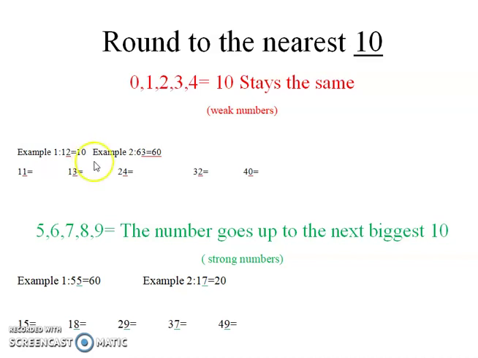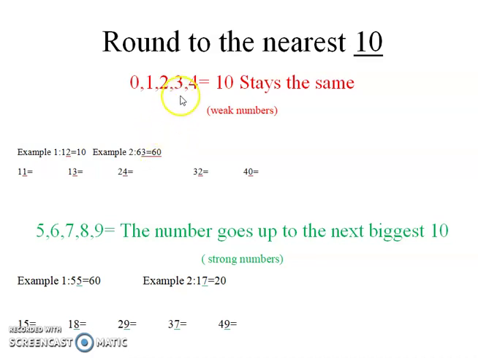Okay, now let's go through example number 2. So example number 2 has number 63. So here I've underlined number 3, which is in our 1's place value. And once again, we need to see if the number in our 1's place value is strong enough to push the number up in the 10's place value. So here we have number 3.